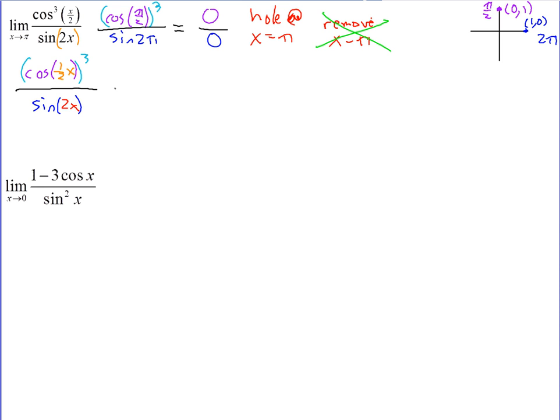So when you use L'Hopital's rule, notice on the numerator we've got two functions inside. Cosine inside the cubed, 1/2 x inside cosine, so this numerator is going to be the double chain rule.